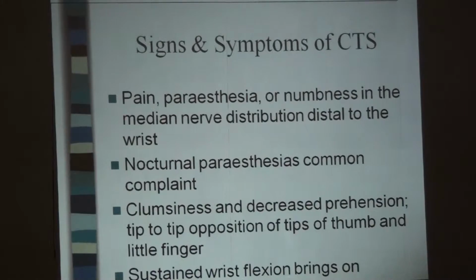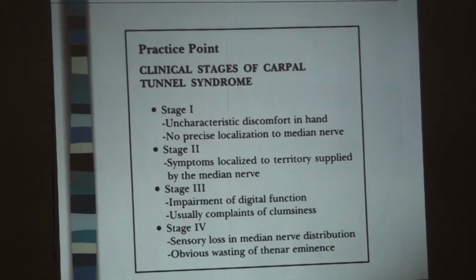The symptoms are pain, paresthesia, numbness in the median nerve distribution distal to the wrist, and nocturnal paresthesia is a common complaint. Clumsiness and decreased prehension, tip to tip opposition of the tips of the thumb and little finger, and sustained wrist flexion aggravates it. This goes through different stages, and that depends on how the compression is going on. It is not a sudden compression, but a gradual process.